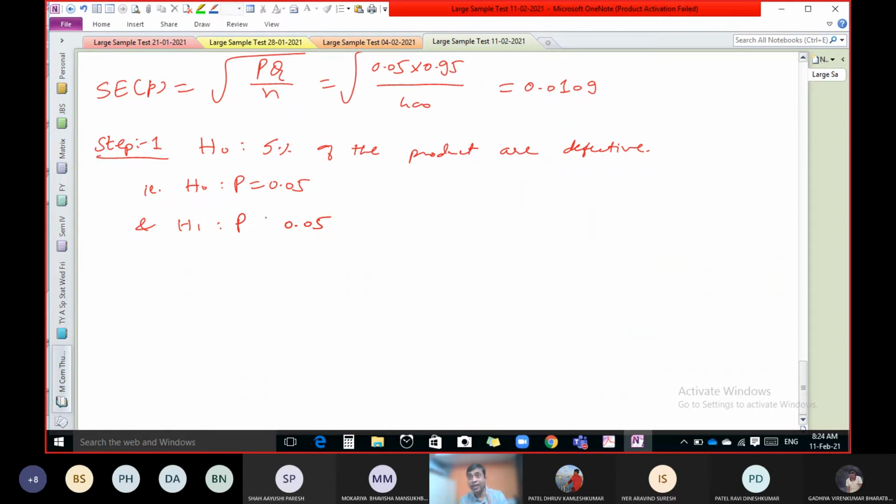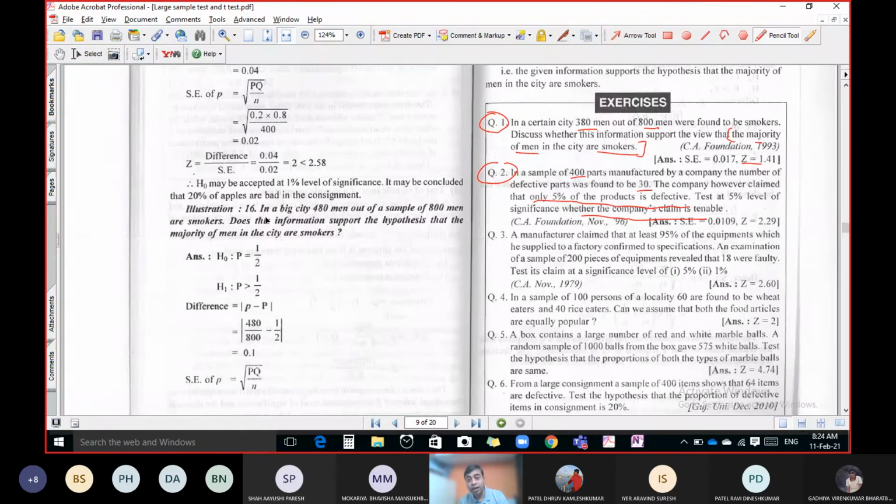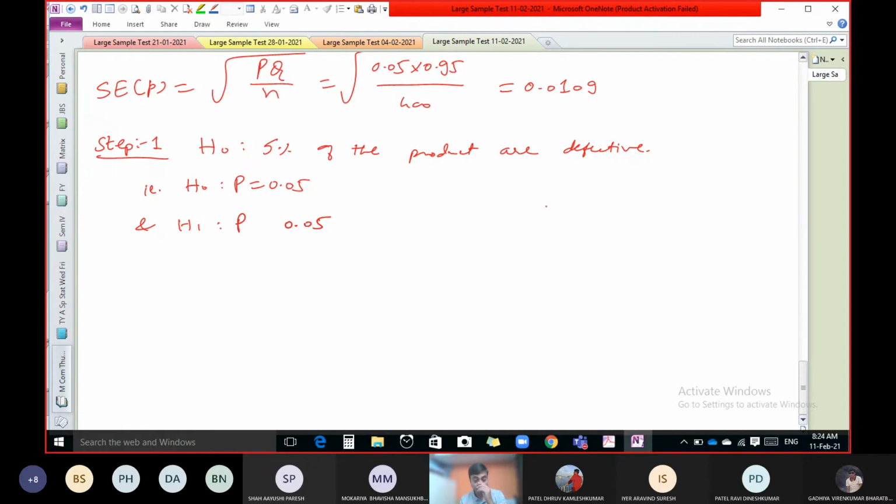If he said that maximum 5% are defective, in that case you are right. If the claim is for maximum or at the most 5% defective, if the words at the most are there, but here it is given only, it doesn't mean that it is less than. His claim is 5%, only 5% are defective. Actually maybe less than 5% is also possible, but it is not the claim. The claim is only for 5%.